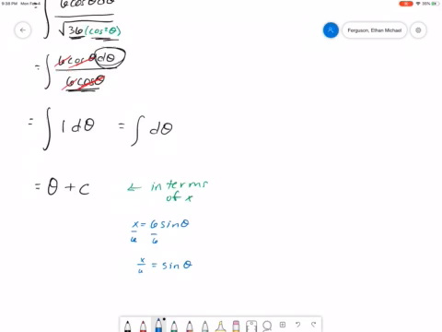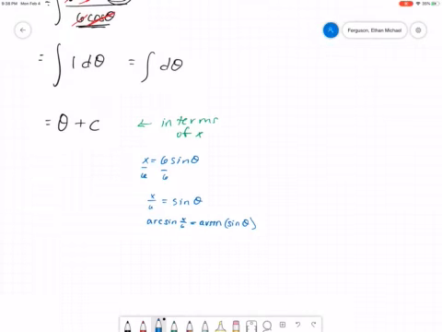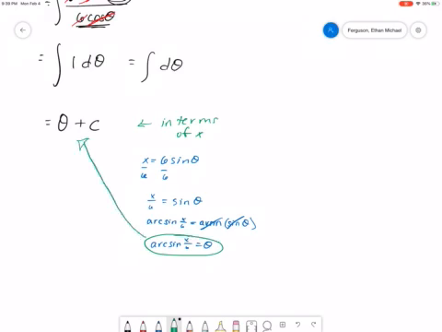Then I solve for theta, so I just take the arc sine of both sides. X over 6 is the arc sine of sine theta. And this is just the inverse, so I can cancel this out with this. So I'm going to have the arc sine of x over 6 is equal to theta. Then we're going to plug this theta in for this theta to get it back into a function of x. So if we just plug this in, then we get arc sine of x over 6 plus c. And we are all done.